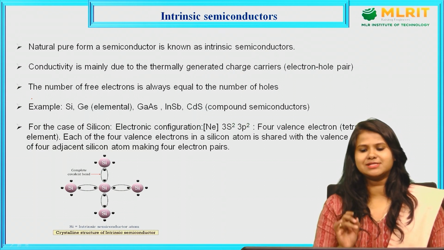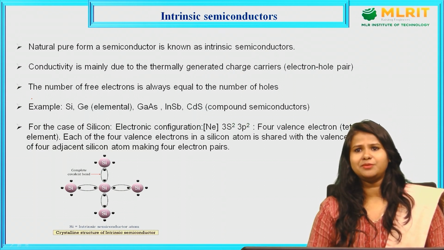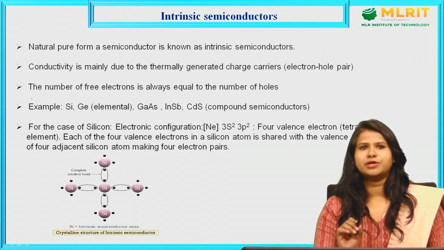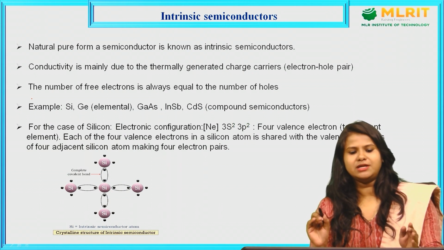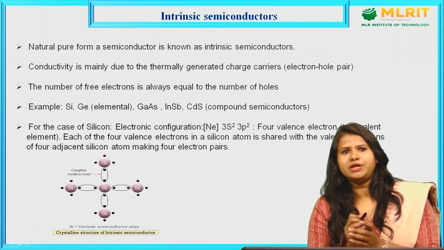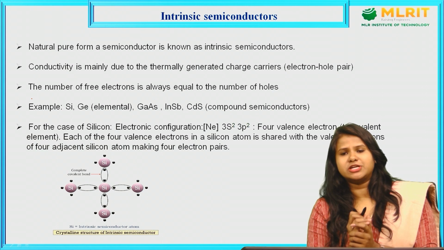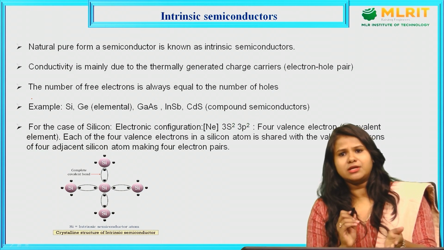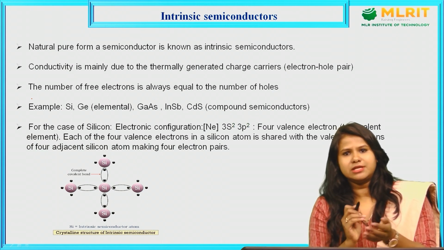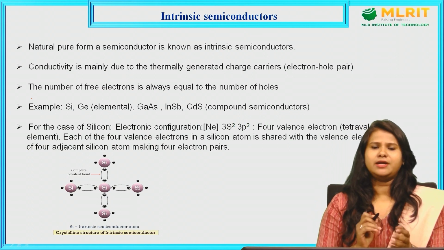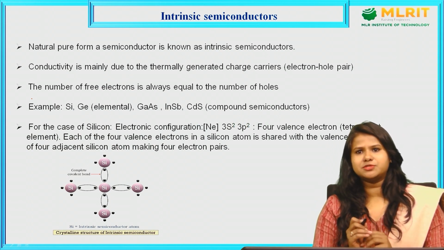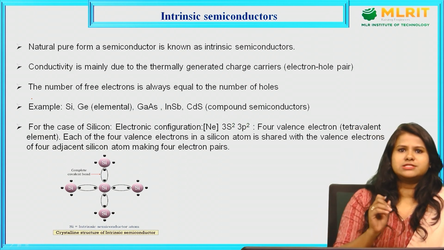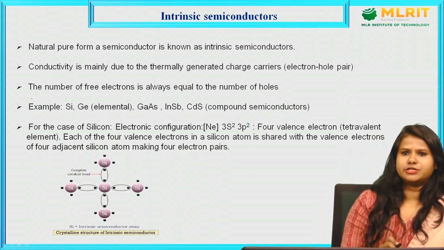So an intrinsic semiconductor is nothing but the pure form of the semiconductor. These are the natural or pure forms of semiconductor. Here the conductivity is due to thermally generated charge carriers. A few examples are silicon, germanium, gallium arsenide, indium antimonide, and cadmium sulfide. These are examples of intrinsic semiconductors.